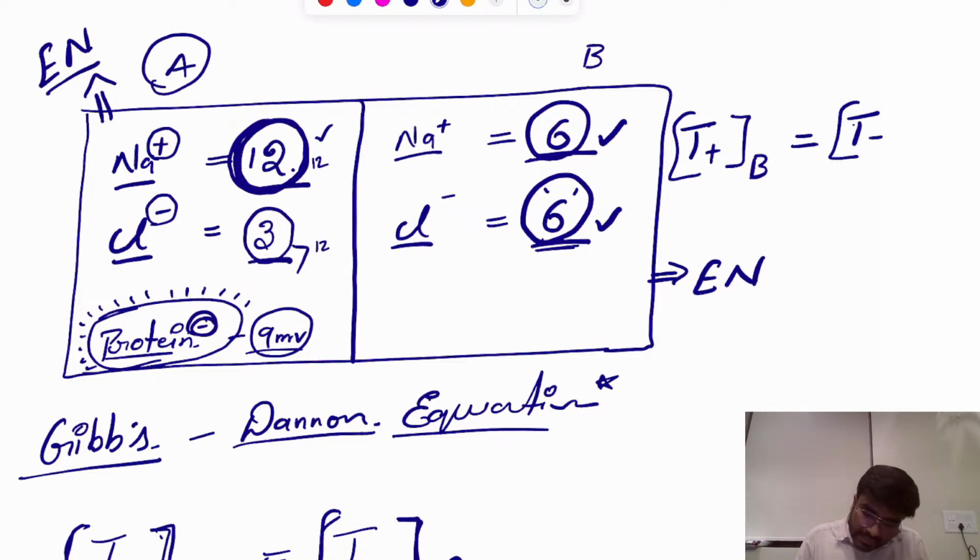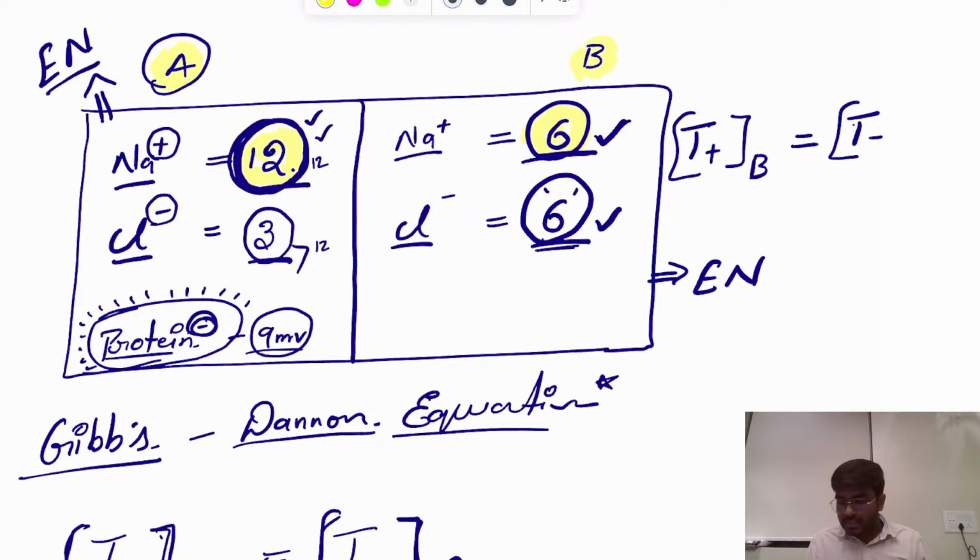Say, for example, in compartment number A, 12 sodium ions are there. Here it is just 6 sodium ions. But still they are not moving. They are in an equilibrium state. Why? Because compartment number A and compartment number B are both electroneutral. There is no net movement of the ions. It looks like here there is more sodium and here there is less sodium, but both compartments are electrically neutral.